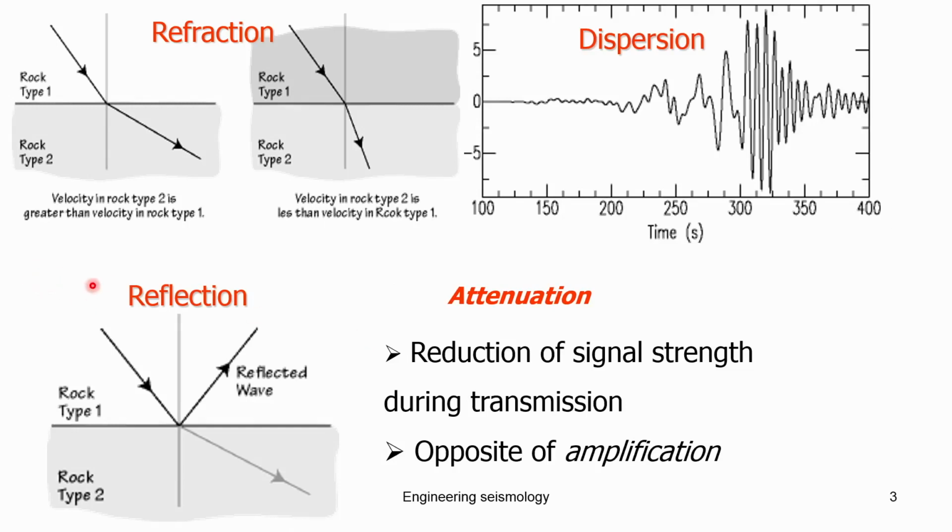Similarly, in refraction, the portion of the wave which passes from one layer to another depends upon the type of material. For example, when the velocity of rock type 2 is greater than the velocity of rock type 1, you get one kind of refraction, and when rock type 2 is less than type 1, you get another kind. These give you an understanding of what type of seismic wave you have recorded and what material it passed through, and this understanding of wave propagation will help you. We also saw dispersion.